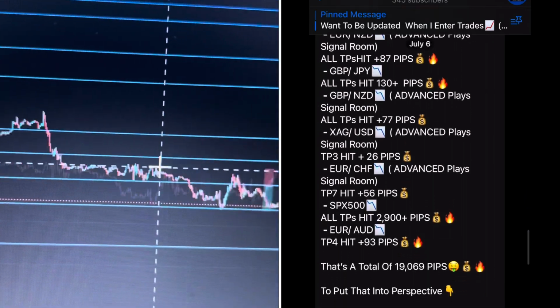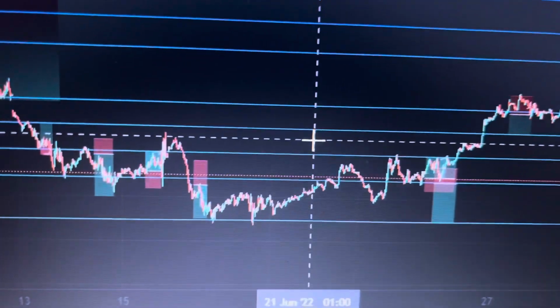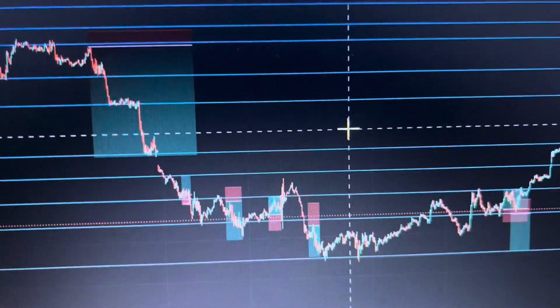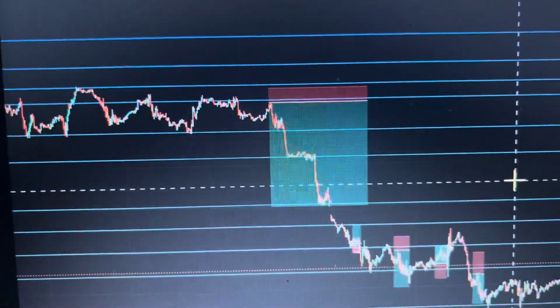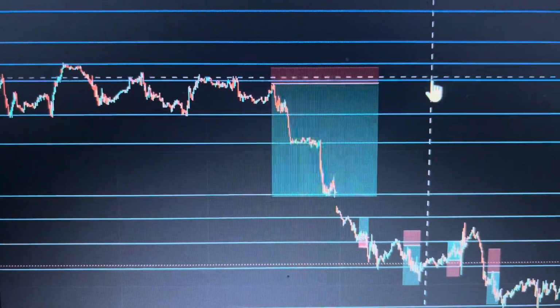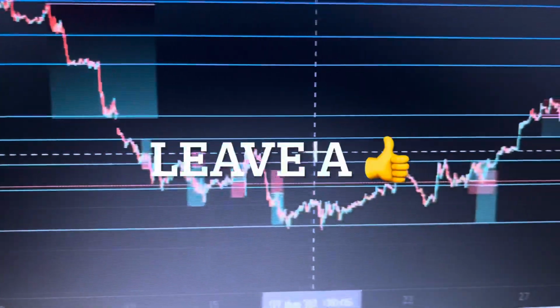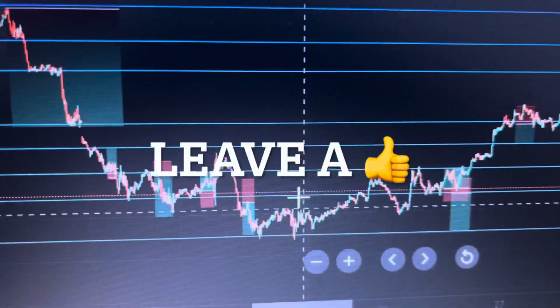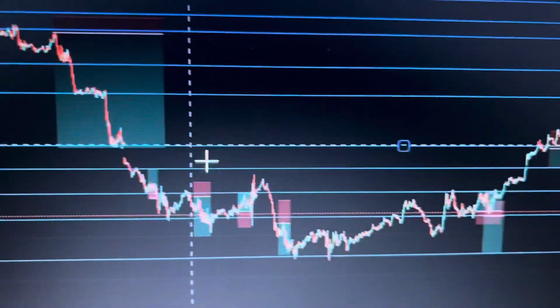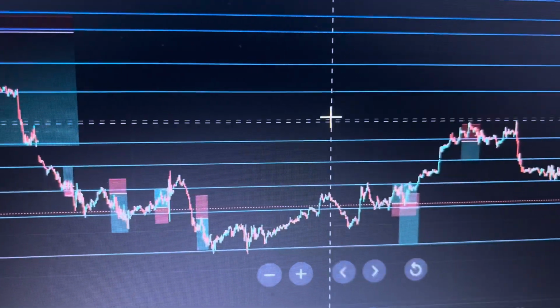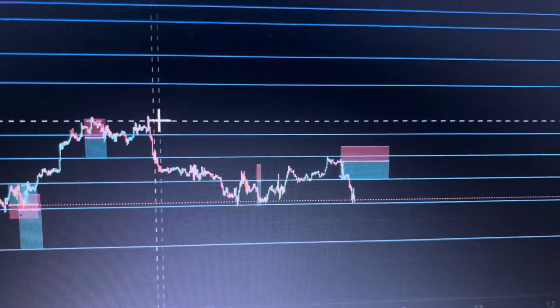And also, as we zoom out, just look how price reacts to all these zones. That's why these zones are important, because as you can see, price literally rejects these zones and treats them as support resistance levels. And as you can see, we've just been catching literally thousands of pips day after day after day, week after week, just off this pair alone.